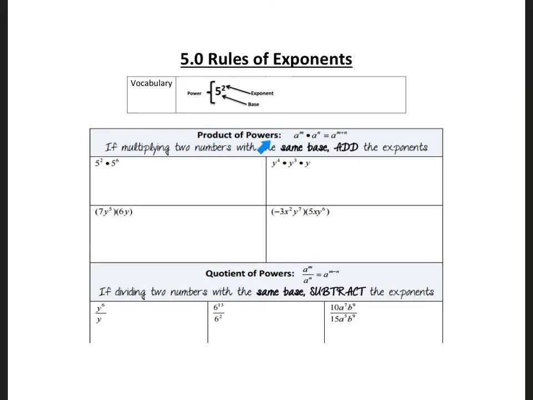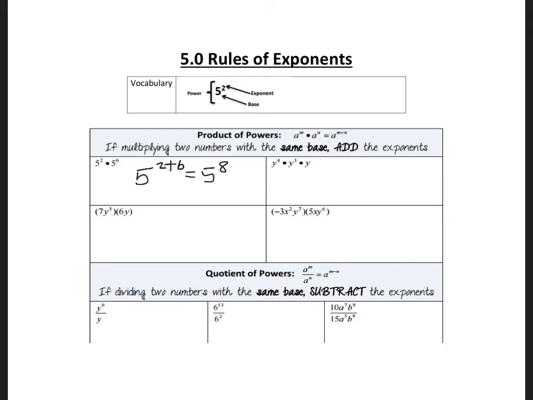The first one is the product of powers. If I have a raised to m and a raised to n, you can see the bases are the same. So when you multiply them, you just need to add the exponents. Again, the bases have to be the same. So let's go to the first example. So here, this is going to be 5, and then I add the exponents, so 2 plus 6. So I get 5 to power 8.